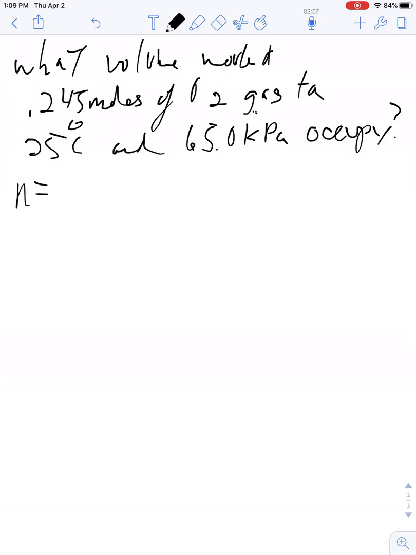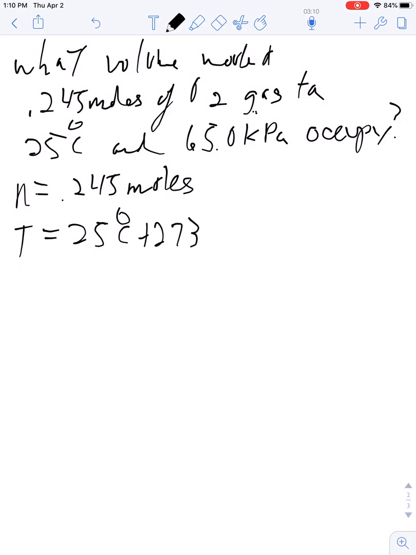This is why we've done this all year long, so this is nothing new to you. Write down the info you know. 0.245 moles. Write down the temperature, 25 Celsius. Automatically go ahead and convert that into Kelvin. All temperatures for the gas laws must be in Kelvin, so you automatically add that 273. You read about that extensively in chapter 18 and in the videos.